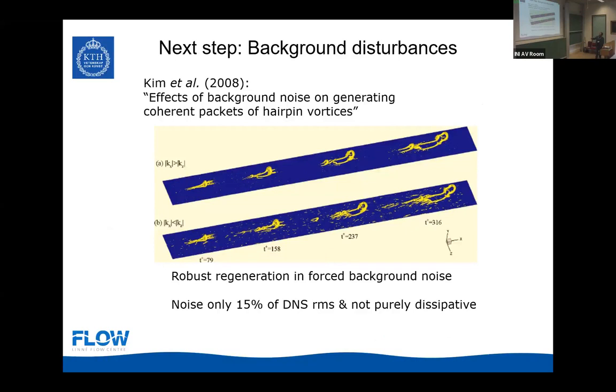There was one study that we found from 2008 where people tried to add some noise to the data as a kind of model for turbulence, to see how robust this auto-generation actually is in the presence of turbulence. And from the figure, you could imagine that this is probably not a big problem, but it turned out it was only around 15% of the real RMS that they put in as noise. And also, it turned out it was just random numbers. It was not a directed noise or dissipation that you would have in a turbulent flow.